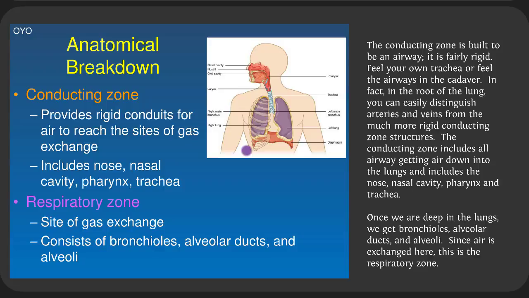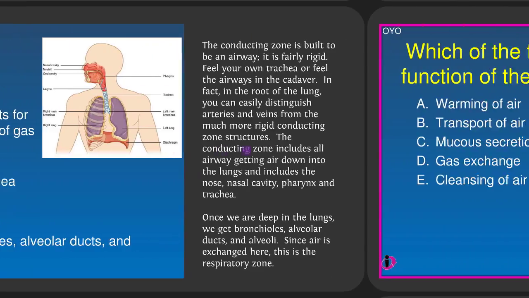The conducting zone includes all the airway getting air down into the lungs and includes the nose, the nasal cavity, pharynx, and trachea. Once we get into the lungs, we get bronchioles, alveolar ducts, and alveoli. Since air is actually exchanged here, this is the respiratory zone.